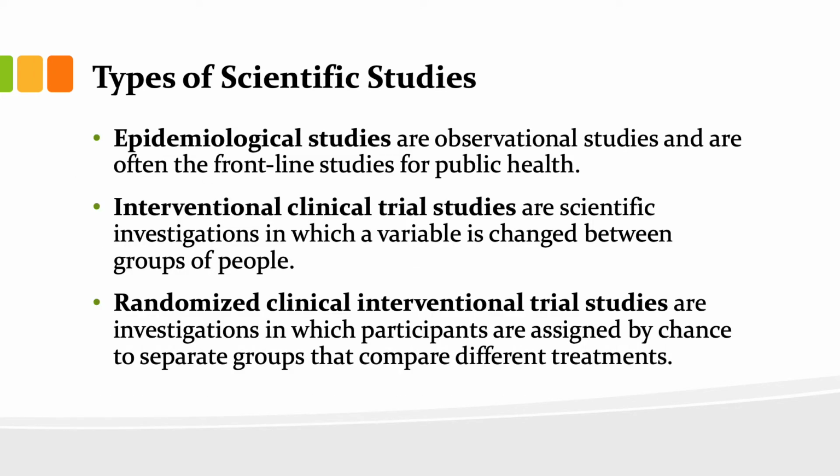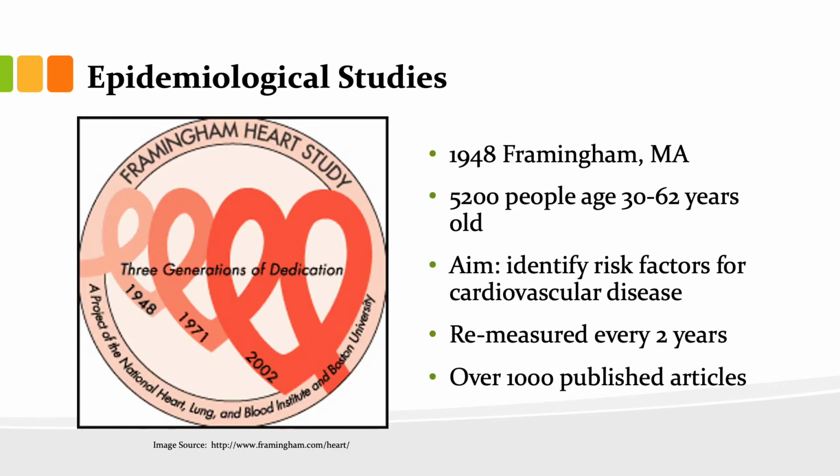There are three types of scientific studies. Epidemiological studies are observational studies, and they're the frontline studies for public health. Interventional clinical trial studies are scientific investigations in which a variable is changed between groups of people. Randomized clinical interventional trial studies are investigations in which participants are assigned by chance to separate groups that compare different treatments. One of the most famous epidemiological studies done in nutrition science was the 1948 Framingham, Massachusetts heart study.